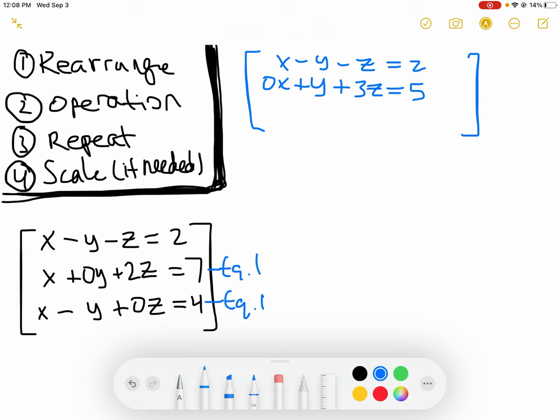Okay. So then over here, same thing. It's going to be 0x. Then it's going to end up being 0y for negative y minus negative y. So then it's going to end up being z and then 2.